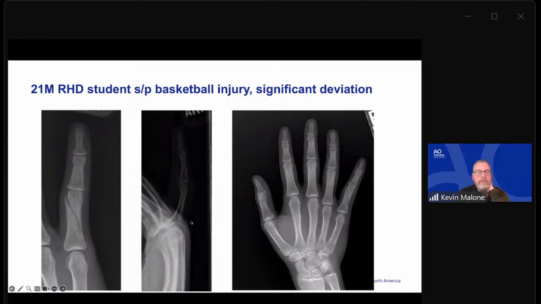If I couldn't get it reduced close, I would open it and put lag screws in. But even if you put lag screws in, you're not going to let this guy go right back to basketball. You're going to wait for that fracture to be very well healed. So I think I would try to be less invasive in this situation if you could get him reduced appropriately.